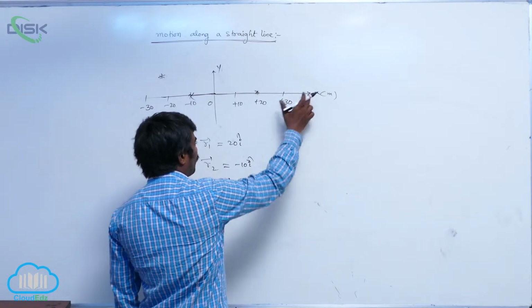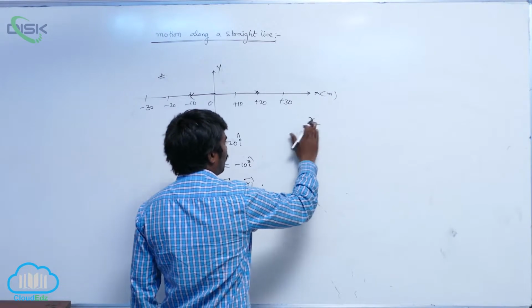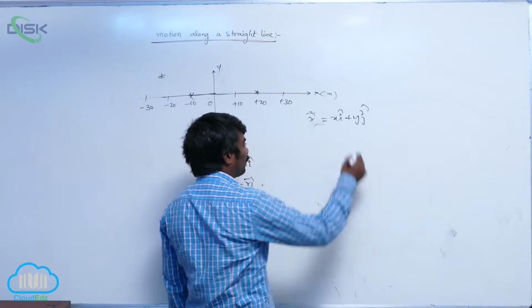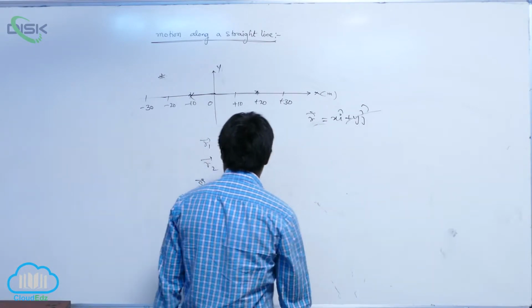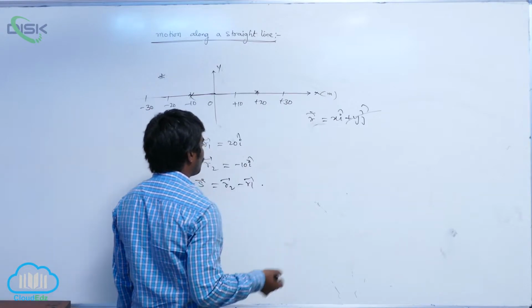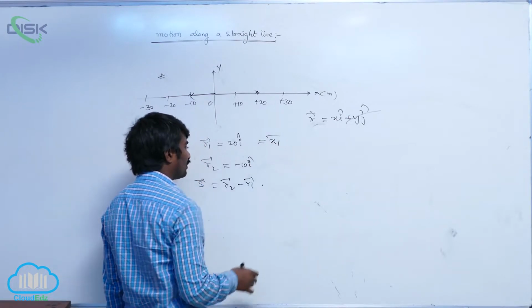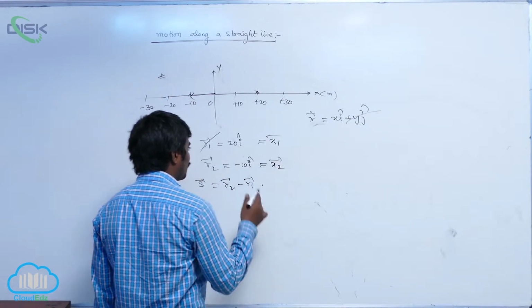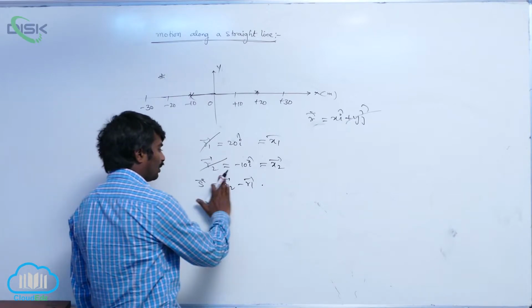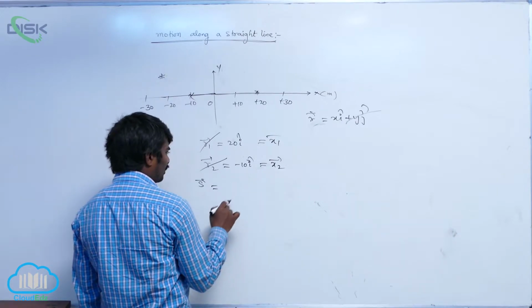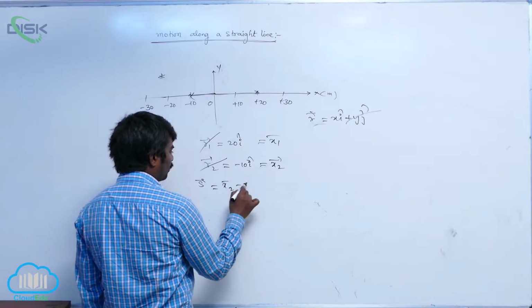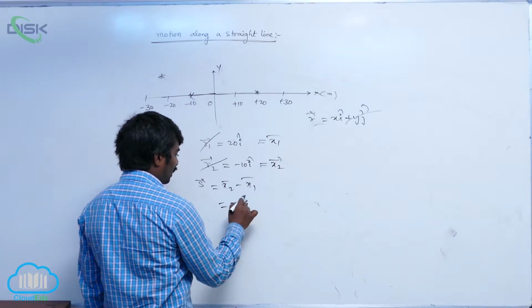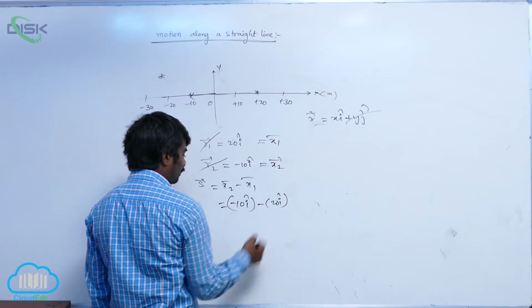Here only the x coordinate is changing, because position vector means x i cap plus y j cap. So the y coordinate is not changing. That's why most of the teachers prefer to write this as x1 bar instead of writing r1 bar, and they prefer to write this as x2 bar instead of writing r2 bar. So now also displacement is equal to x2 bar minus x1 bar, no problem. That is minus 10 I cap minus 20 I cap.